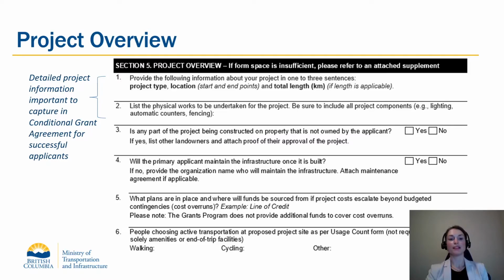Section 5.6 is asking for the baseline usage data unless the project is furniture or end-of-trip facilities. This will help determine the success of the future use of the infrastructure. To help with this, there is a usage count form in the application that can serve as a guide.